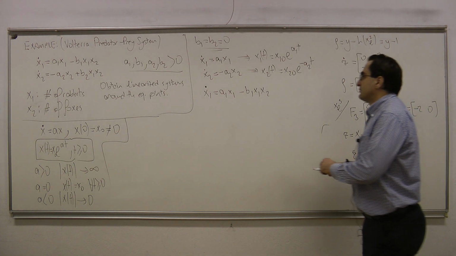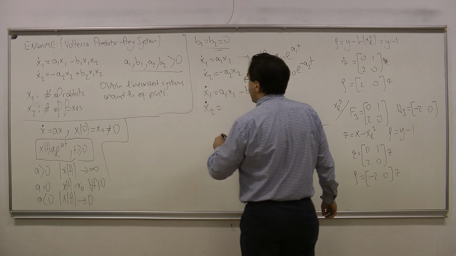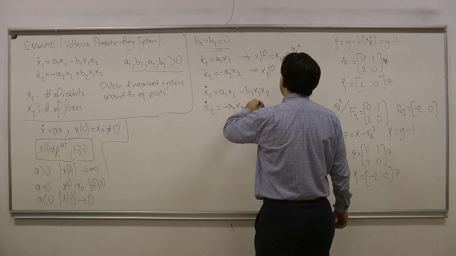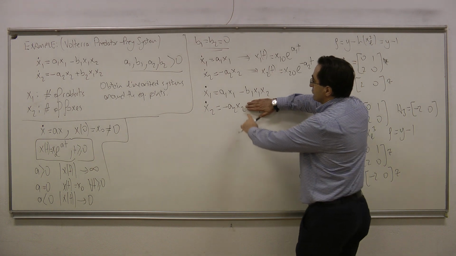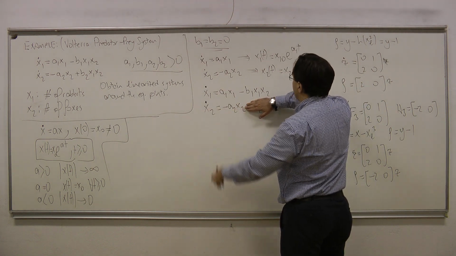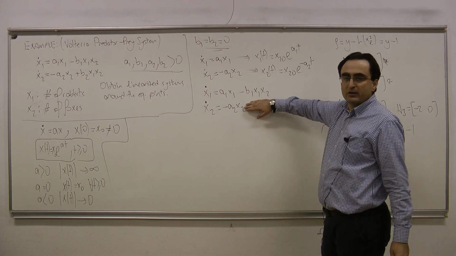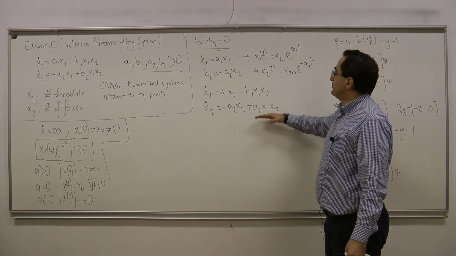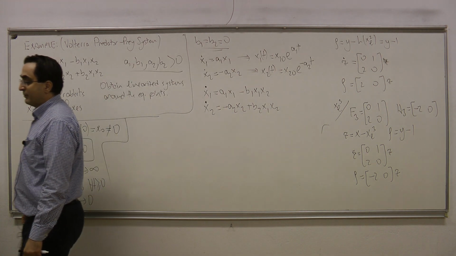So now let us look at the dynamics of the number of foxes. x2 dot is equal to minus a2 x2 plus b2 x1 x2. In this case, I know what happens when there is no coupling between the systems. The number of foxes will decrease exponentially fast because they cannot find any food without the rabbits. But here this term would bring us the interaction between the number of foxes and the number of rabbits.